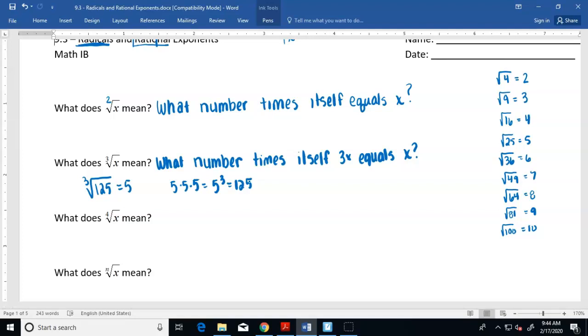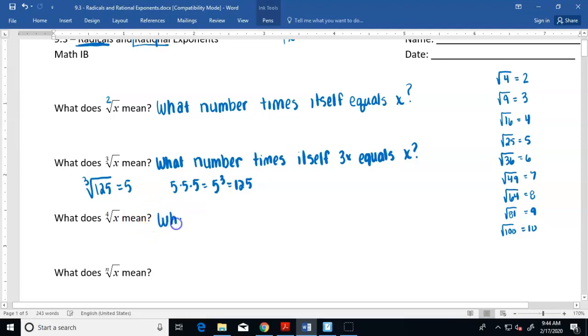Okay, so if the cube root of x is what number times itself 3 times equals x, hey Zeus, what do you think the fourth root of x is going to be? Okay, give it to me. Tell me what to write down. What does it mean? Oh, I forgot. You did not bring your glasses today. Cole, what should it be? Yeah, what does the fourth root of x mean? What would we say that means?